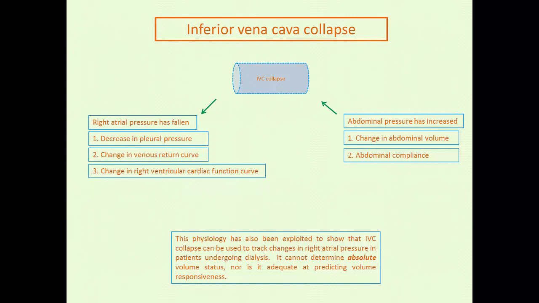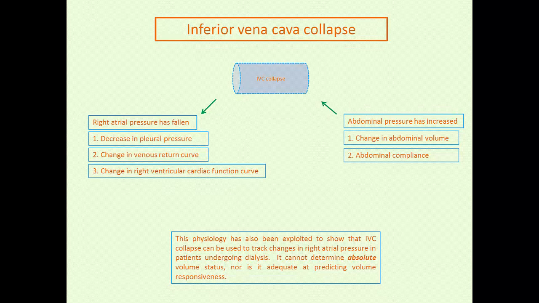It cannot determine your absolute volume status, nor is it adequate at predicting volume responsiveness. It certainly can be used to track changes in volume status, just like tracking a CVP would. If you're a patient undergoing dialysis and you come in with a CVP of 20, part of that CVP of 20 is determined by your high volume status.